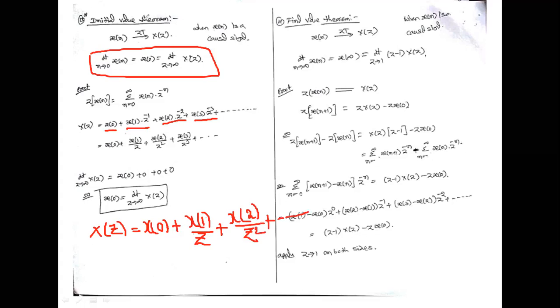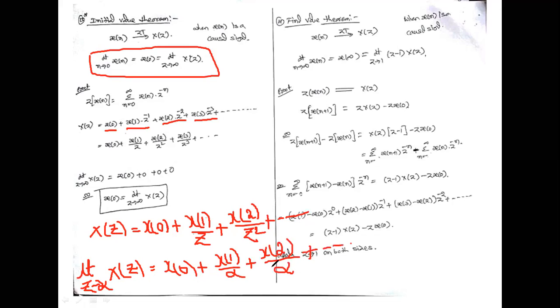Now, in the initial value theorem, we apply the limit z tends to infinity here. The limit z tends to infinity of X(z) is equal to, what is the z here? Infinity. Substitute in the right hand side also: x(0) plus x(1)/infinity plus x(2)/infinity, and so on. So 1 by infinity is nothing but 0, my dear students. 1 by infinity is 0. Plus 0, and so on.